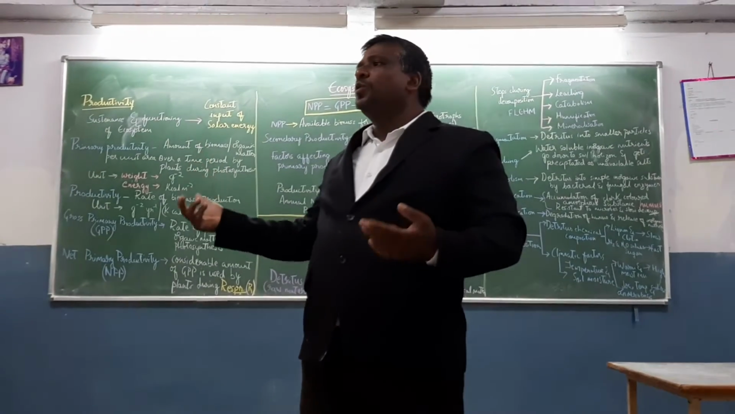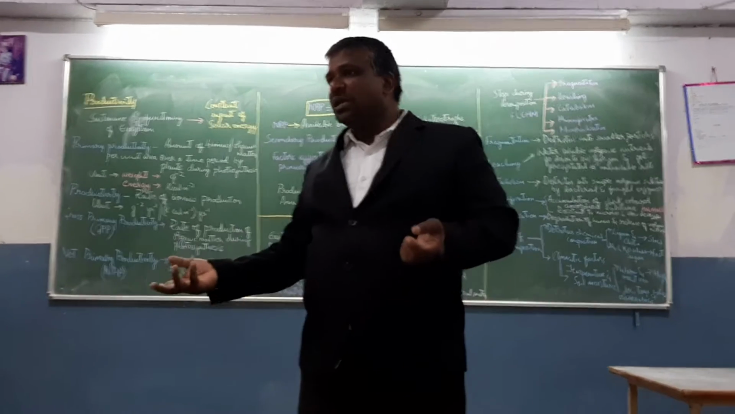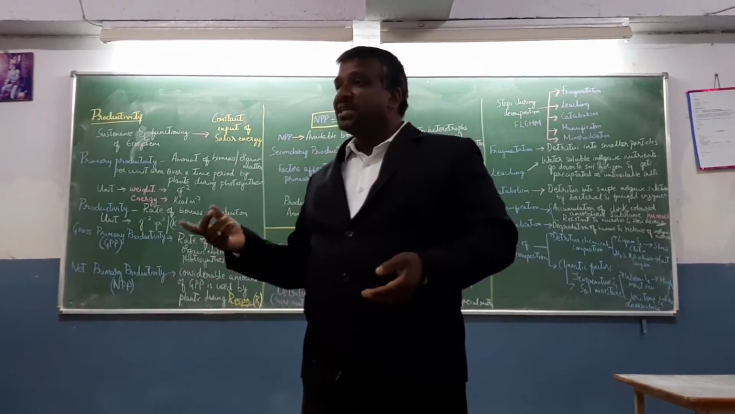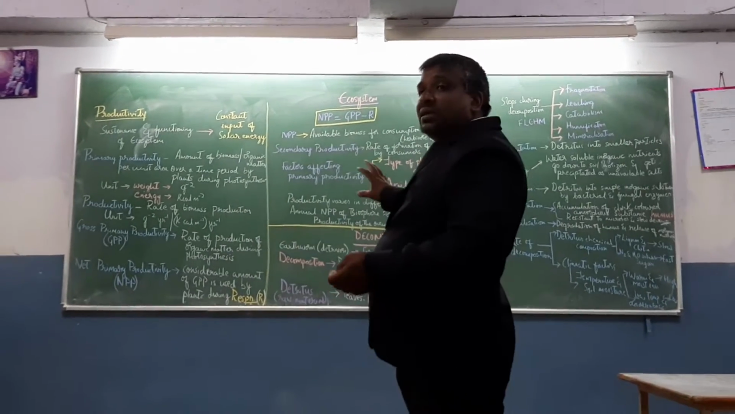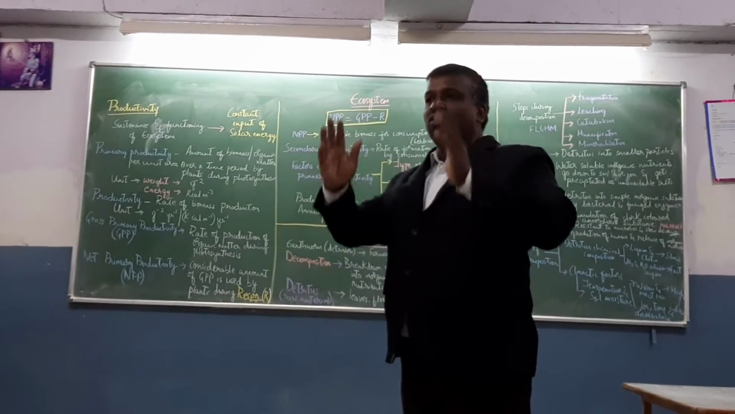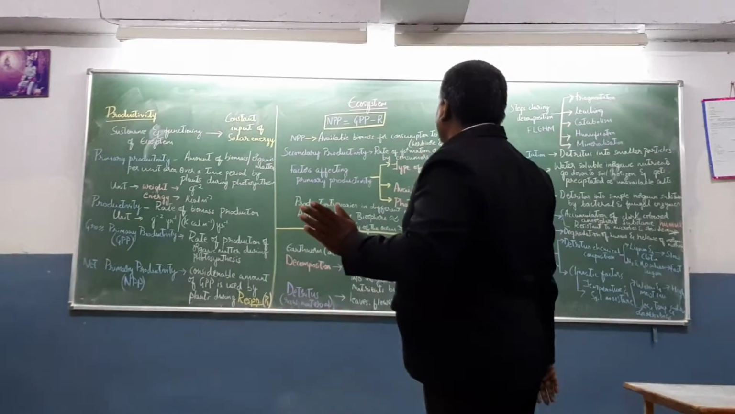Heterotrophs include both primary consumers and secondary consumers. Primary consumer is herbivore, secondary consumer is primary carnivore, tertiary consumer is secondary carnivore. Okay, you can remember that. So net primary productivity is the biomass available for heterotrophs. Okay, that is what you have to understand.